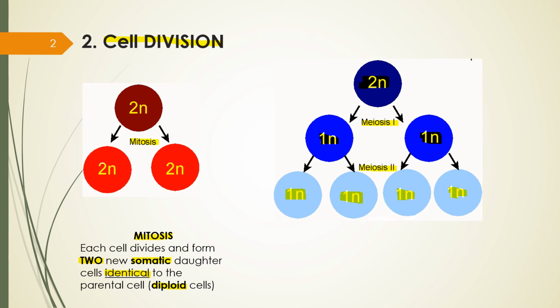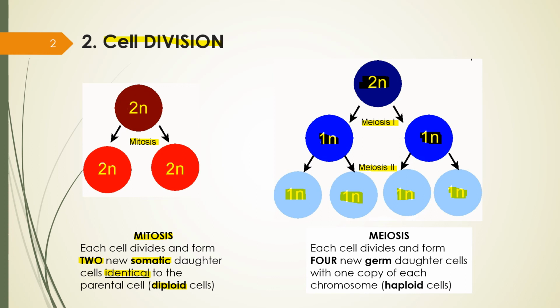This is the main difference between mitosis and meiosis. So in meiosis, the cell divides and forms 4. For mitosis, it was 2. And for what kind of cell? Germ cells or your gametes, with one copy of each chromosome. So we call them haploid cells because they have just half of the number of chromosomes.